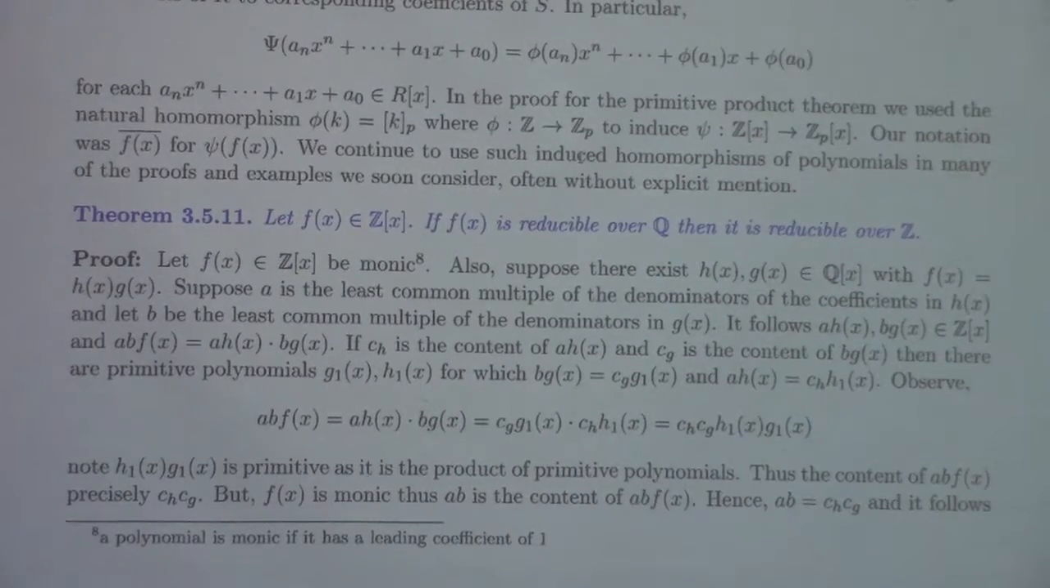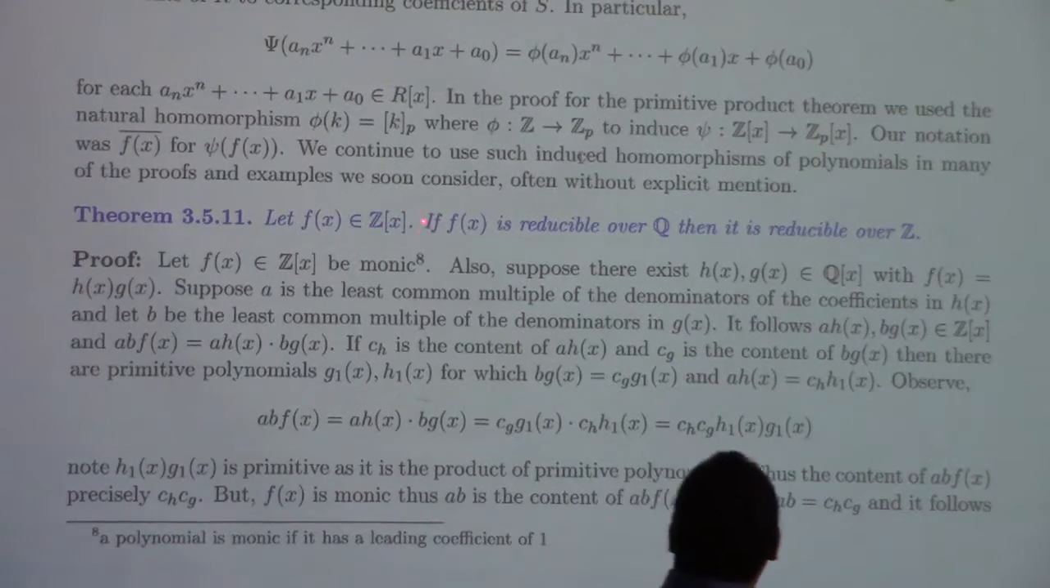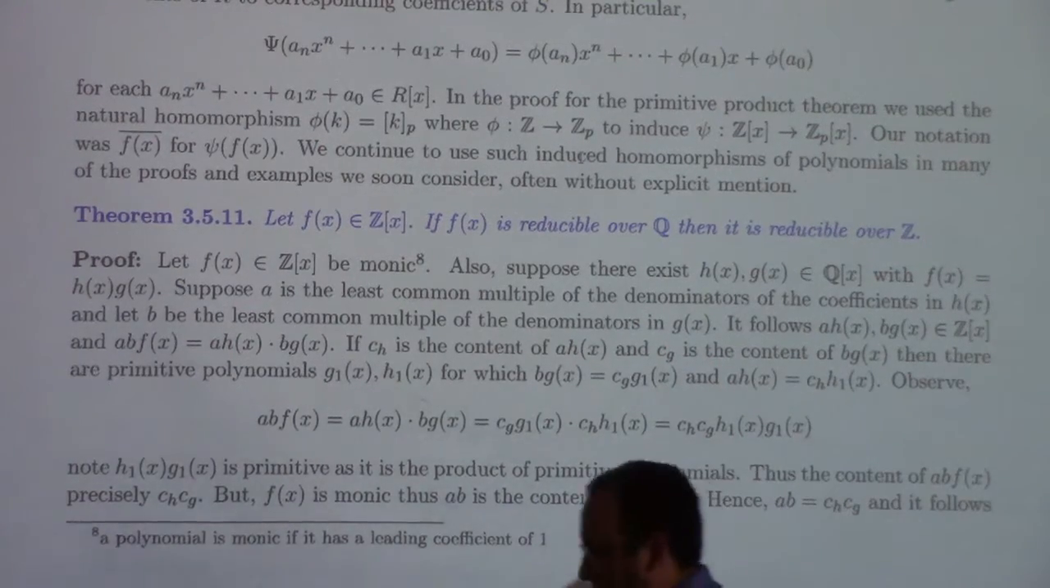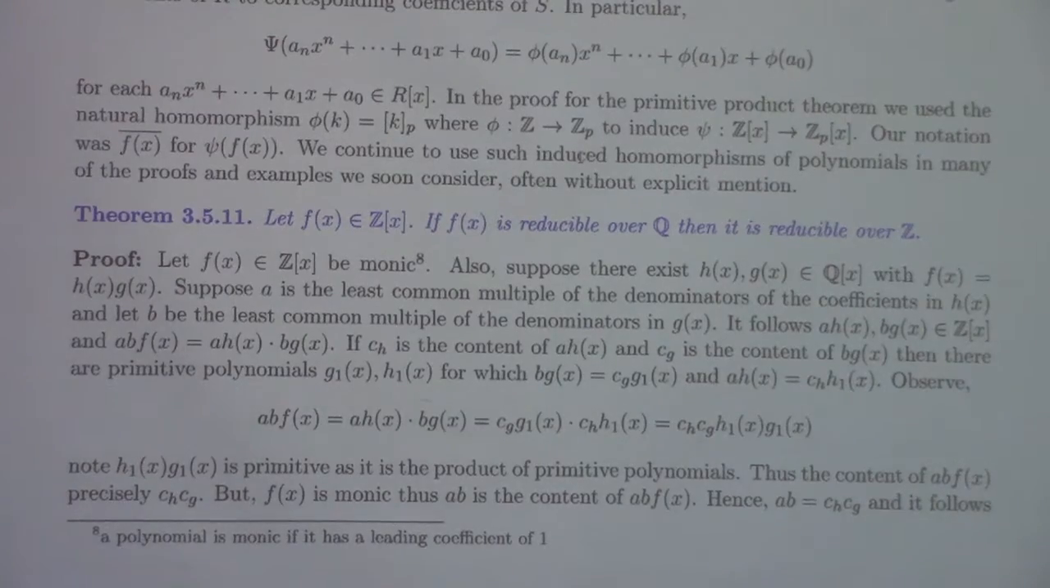So here's the theorem I mentioned last time. If f of x is a polynomial with integer coefficients, and it's reducible over Q, then it's also reducible over Z. I'm not going to go through this proof in class. I'll let you read it. But basically, the nuts and bolts of this is just to use this primitive notion and work through it. It's not particularly exciting, so I'm going to move along.